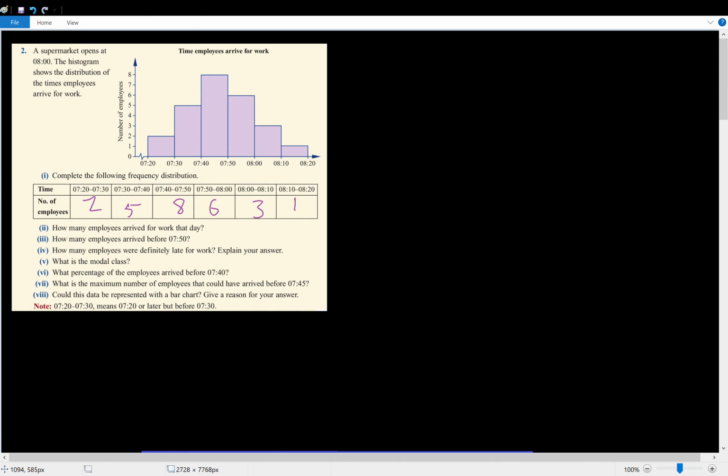The next part, part 2, we're asked how many employees arrived for work that day. Well, the way they work that out is we add up the numbers that we just worked out there. So 2 plus 5 plus 8 plus 6 plus 3 plus 1, and that's going to be equal to 25. So that's how many employees showed up for work that day.